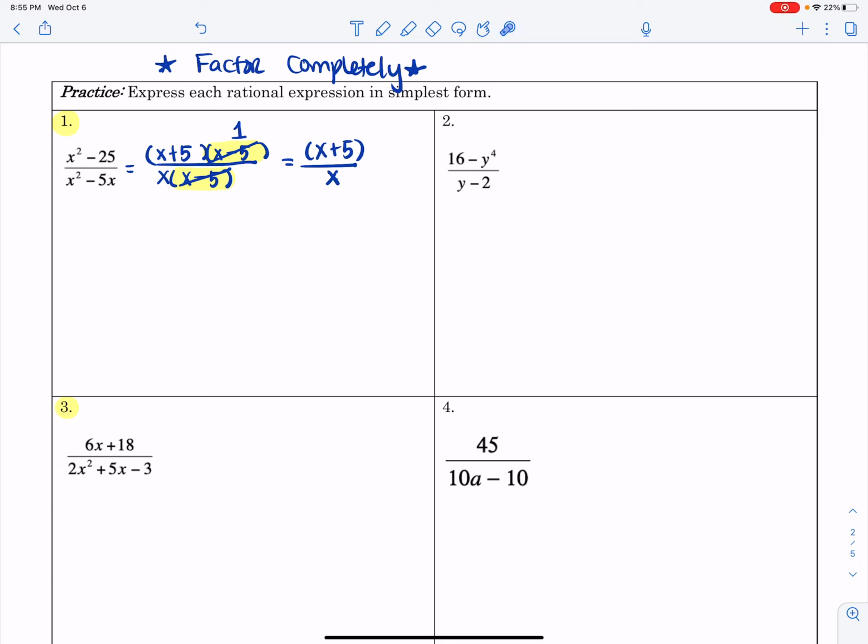Once again, I really want to highlight you cannot cancel these x's together. The only way to cancel anything here would be to have a whole x plus 5 somewhere else in the bottom of this expression. So this is actually your final answer in this case. The goal for all of these problems, by the way, is to create equivalent expressions.